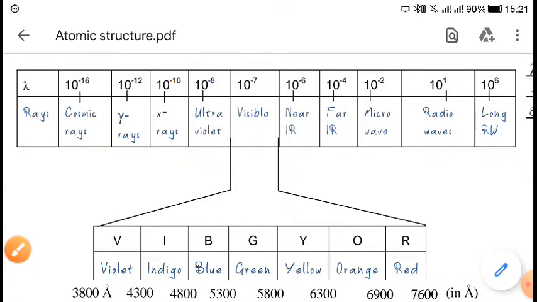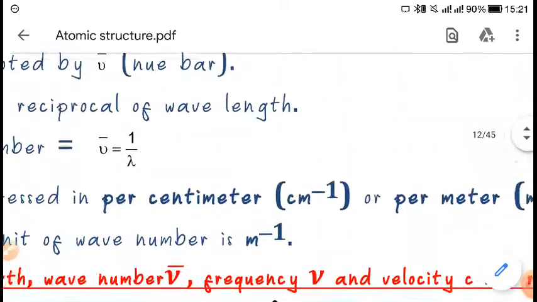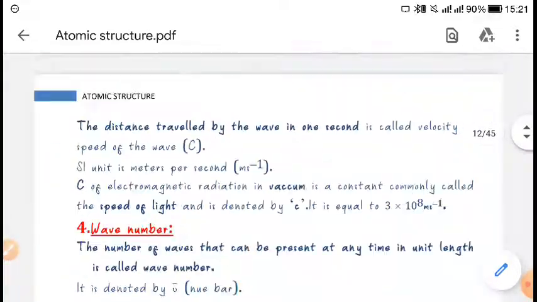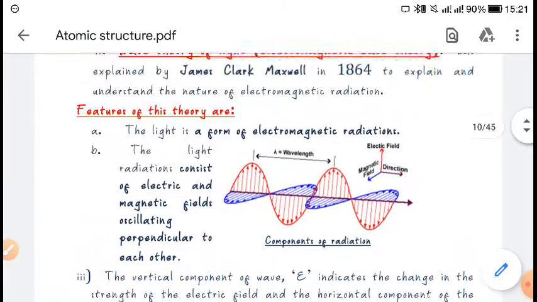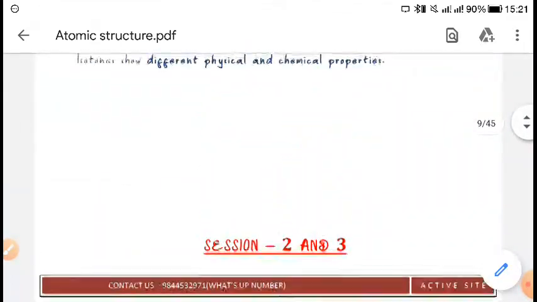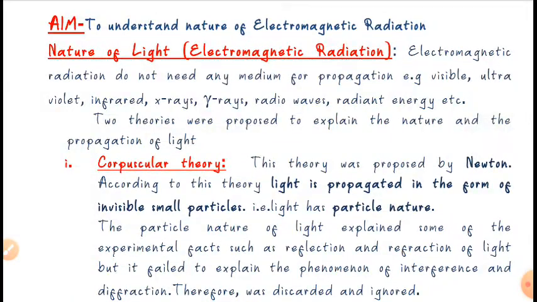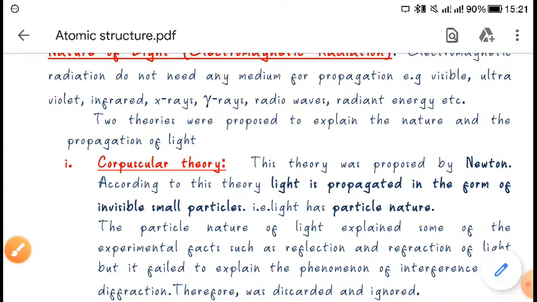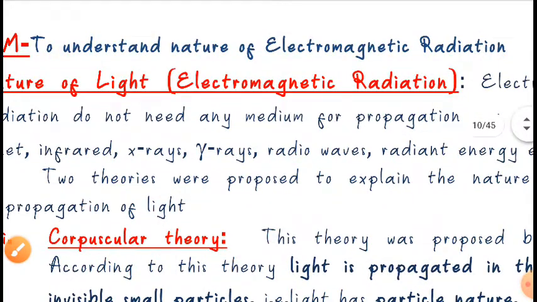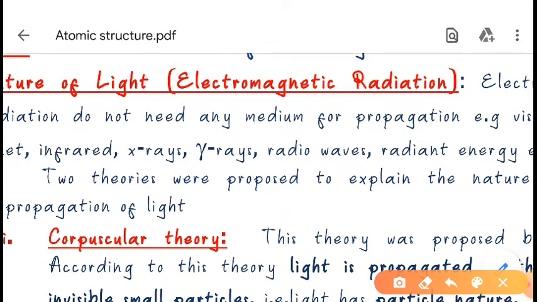So waves are of two types, mechanical and non-mechanical. We will learn here about non-mechanical waves, which are also called electromagnetic waves or electromagnetic radiations. So what is electromagnetic radiation? We can easily identify it: the word electromagnetic wave is made up of two words, one is electro, another one is magnetic.